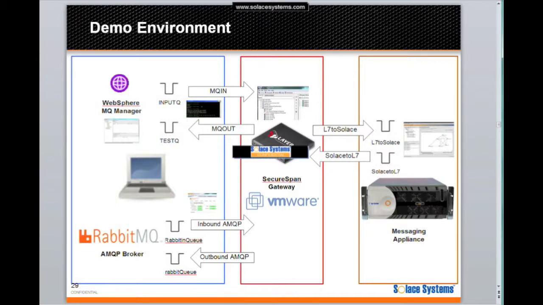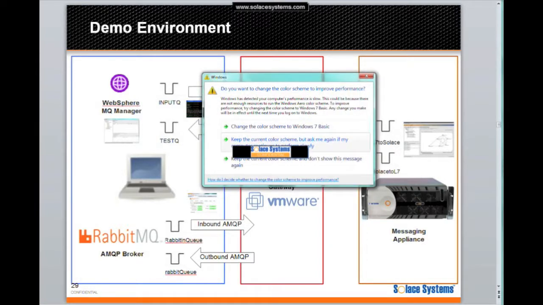So we have three different types of message brokers, all of which can't natively talk to one another and have their own issues in terms of interoperability. And tying it all together here is a layer 7 secure span gateway, and I'll show you how all these components have been configured to one another to be interoperable through this gateway.